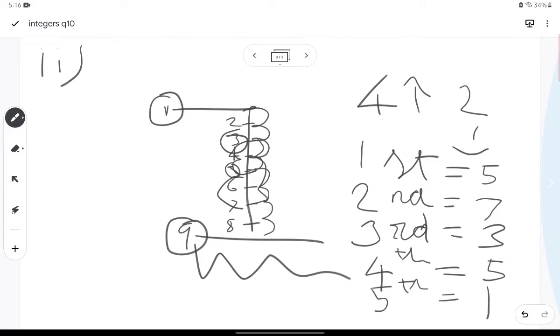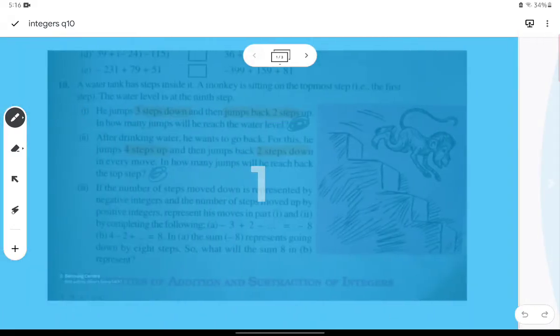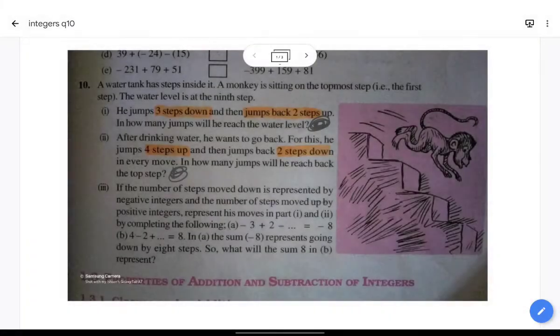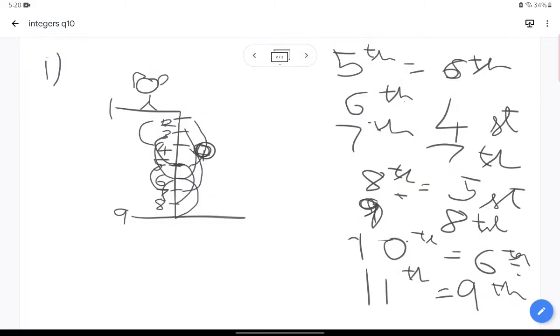Okay, now let's solve the third subdivision. If the number of steps moved down is represented by negative integers and the number of steps moved up by positive integers, represent the moves in part 1 and part 2 by completing the following. The third part is nothing but what we did in the first part and the second part. So minus 3 plus 2, as we have done it 11 times.